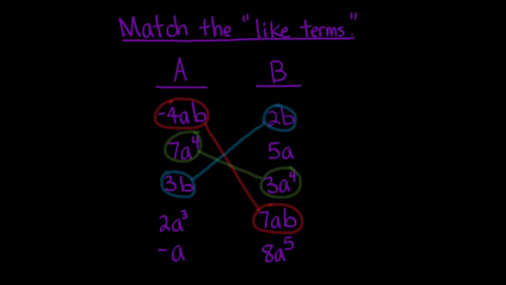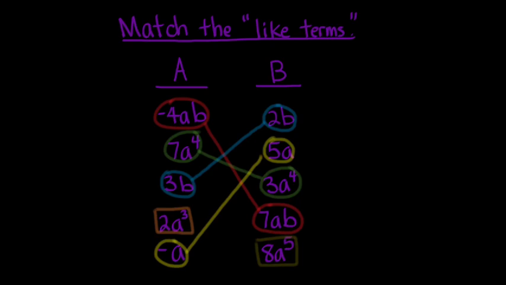2a to the third power. Do I have any a to the third powers? No, I do not. It doesn't have a match. Negative a. Well, of course, a is just a, and it matches with the other 5a, right? And if we were to combine those two like terms, we would end up with 4a. And 5a is also by itself.